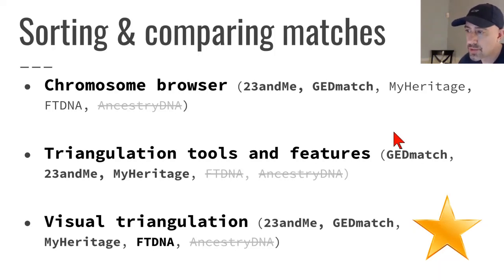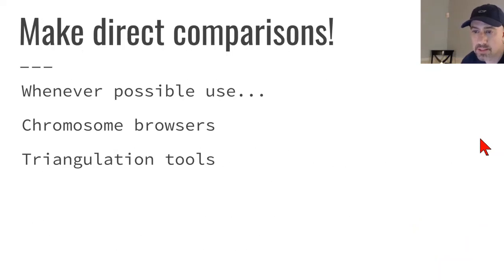And here are some of the tools that you can use to sort things out. Chromosome browsers are very helpful. Those are available at 23andMe, GEDmatch, MyHeritage, and Family Tree DNA. There are various triangulation features that you can take advantage of. You can find those at GEDmatch, 23andMe, MyHeritage. And visual triangulation is a tool or method that you can use with any of your matches from any of the DNA testing or matching companies that provide a chromosome browser or matching segment information. And we'll get into that as we go forward. That's the whole point of tonight's discussion.